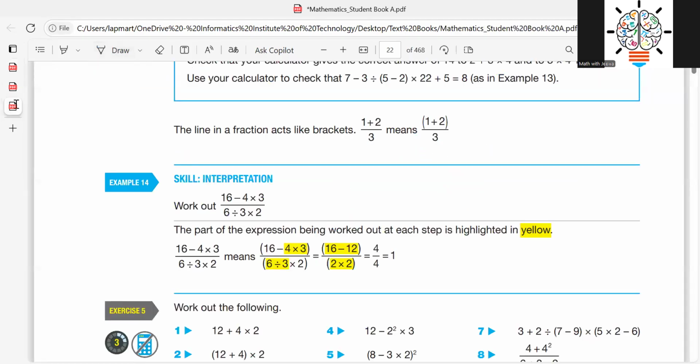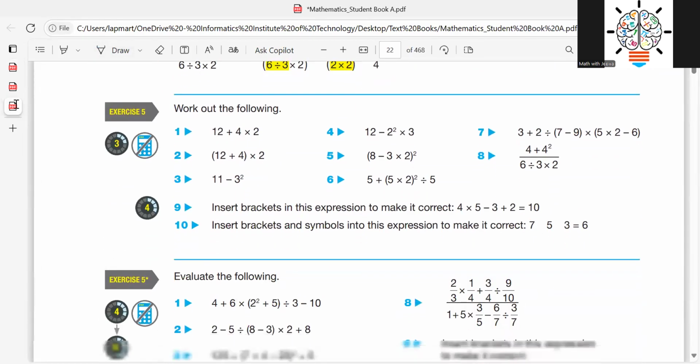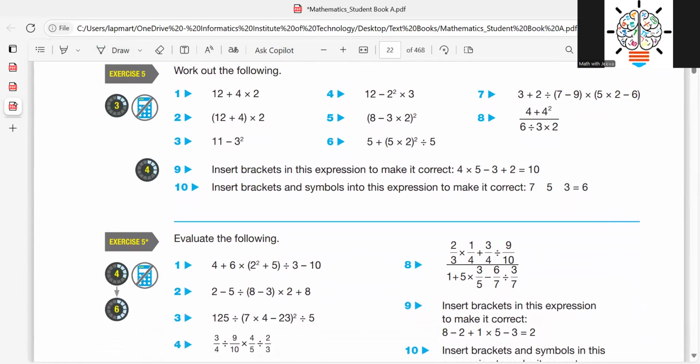We'll see what other examples you have. No, you don't have other examples. Children, question number 9 and 2, I will guide you how to do this. Here, insert bracket in this expression to make it correct. That means there should be a bracket somewhere, and then you get the answer. What you're supposed to do, you take your pencil and put the bracket here and there and see whether it works and gives you the answer, right?